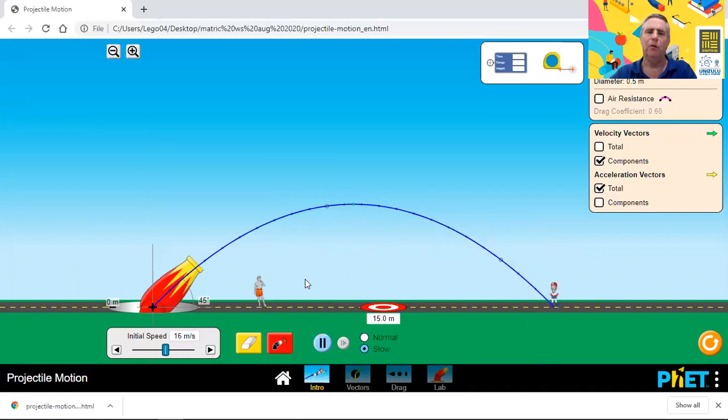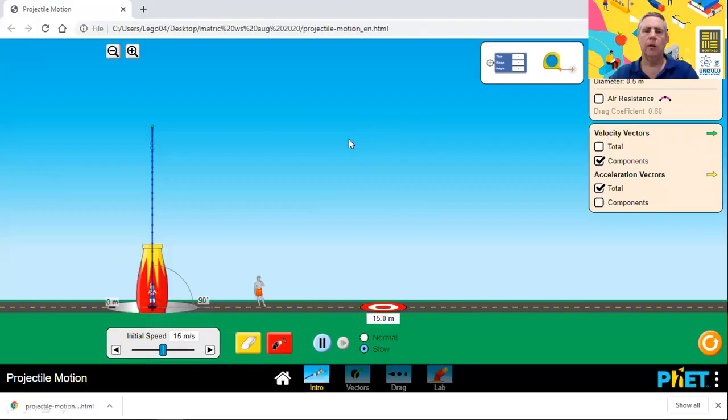So the most important thing to see is that whether we are shooting at an angle or straight up and down, there's only ever one force that acts on the projectile, and that is the force of gravity. So take some time to play with the simulation. It really is very helpful to understand projectile motion.